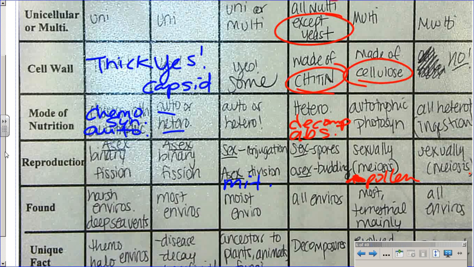The interesting parts are the unique facts and examples. We can cover those later, but I just want to make sure: was most of this reviewed, right? The new stuff was kind of like chitin, cellulose, the archaebacteria category, probably in the protist category. A lot of it, though, should be reviewed, and we're going to really delve into the big details in our next unit. Okay?